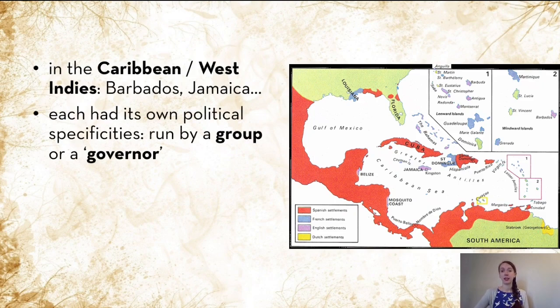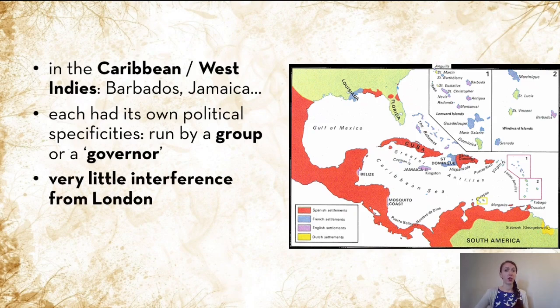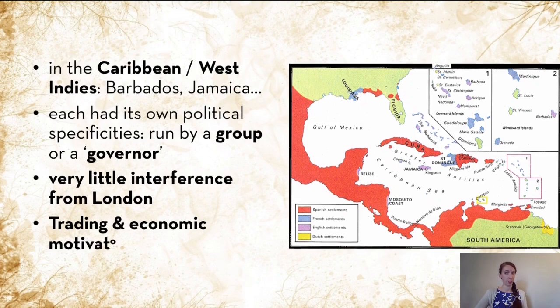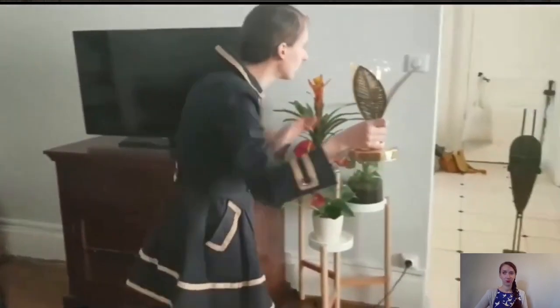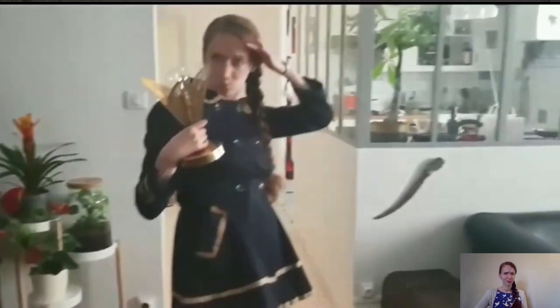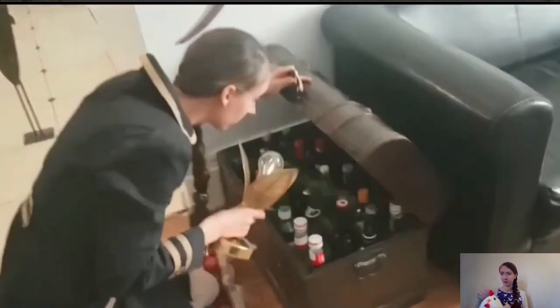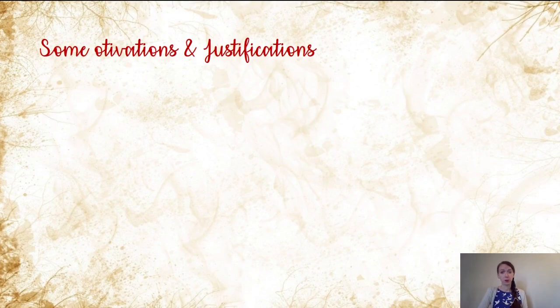Each of them had its own political specificity. They were run by a group or run by a person who would be described as a governor. And there was not much interference from London. The motivations for the creation of these colonies were, of course, commercial motivations and economic motivations. Indeed, there were pillages, there were plunders of the riches of those particular places.